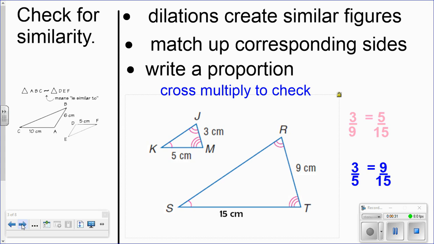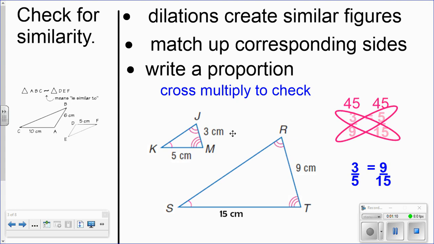To check for similarity, remember that dilations create similar figures, so we just match up the corresponding sides and write a proportion. And then we cross multiply to check. So for example, in this triangle JKM, this side JM is 3 centimeters, and the corresponding side, and I know that RT is corresponding because this has 2 arcs in J and this has 2 arcs in R. So 3 is to 9 as 5 is to 15. So I set up 3 to 9 as 5 is to 15. And then I'll check it to see if we can cross multiply and they are equal.